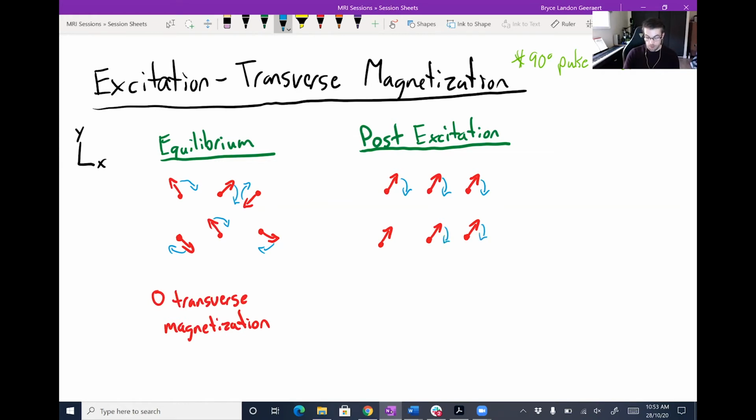And what this means is that we have a net magnetization vector component in the transverse plane, right? So I'll just write that down. In the post-excitation state, we have a net magnetization vector. Just forgot how to spell net magnetization. And that's in the transverse plane.